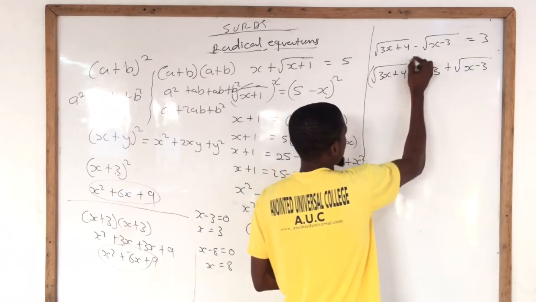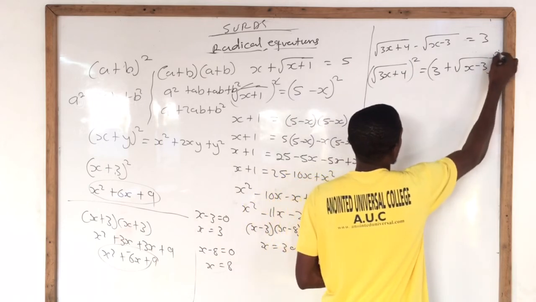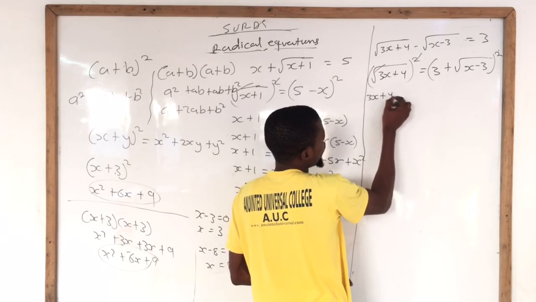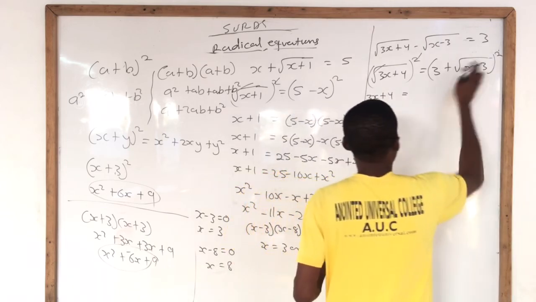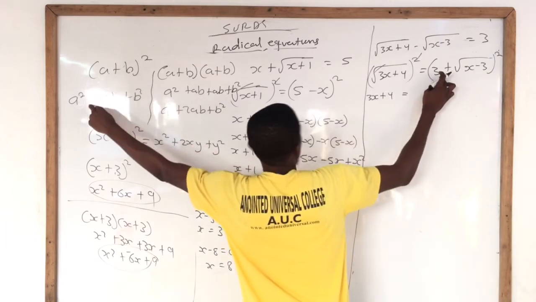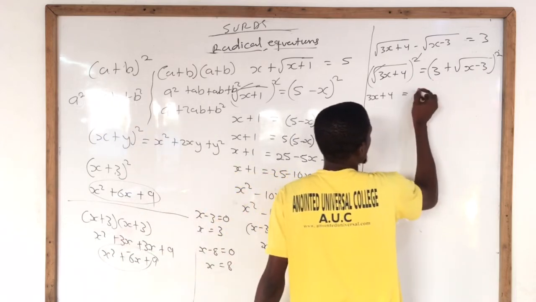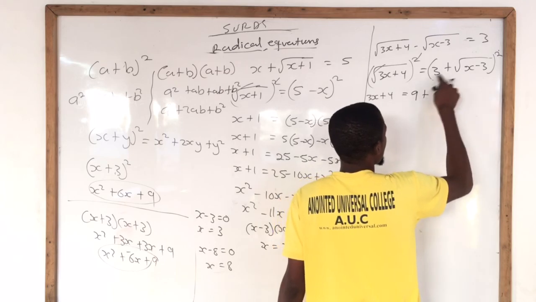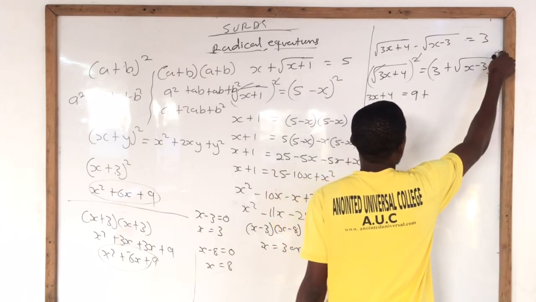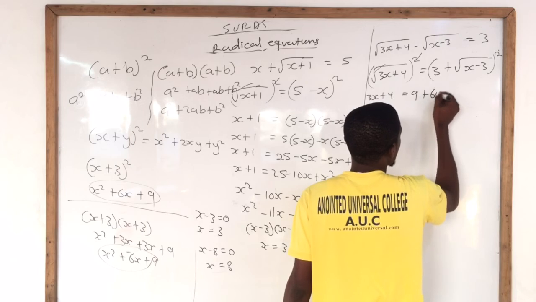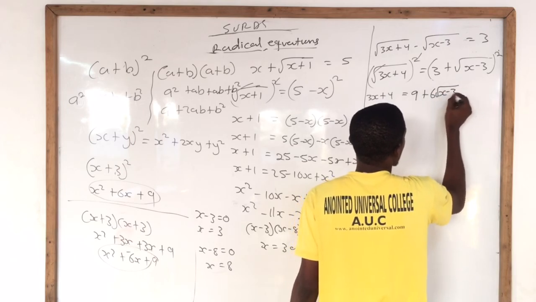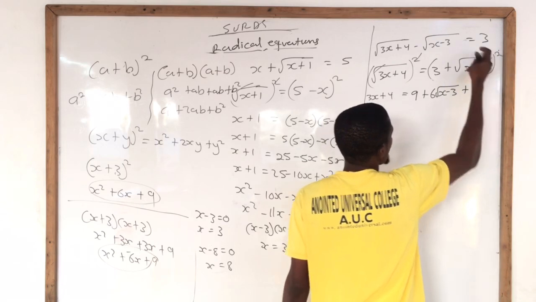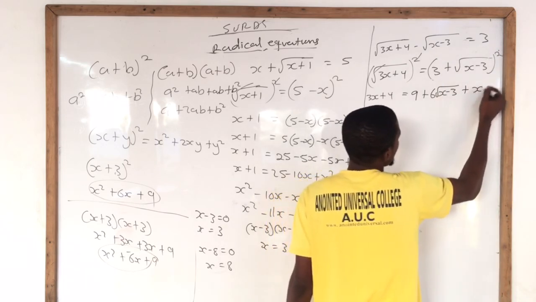So since there's a square root, I have to eliminate it. I square this and square that. This will cancel this, so I have 3x plus 4 equals, so let's apply this. We said we'll square the first one, right? When you square 3, you are going to get 9. Then remember, we said we multiply this and that. That will be 3 root of x minus 3. Then we multiply by 2. That's going to give us 6 root of x minus 3. And then plus we square the last one. When we square this one, the square will cancel the square root. So we'll be left with x minus 3.